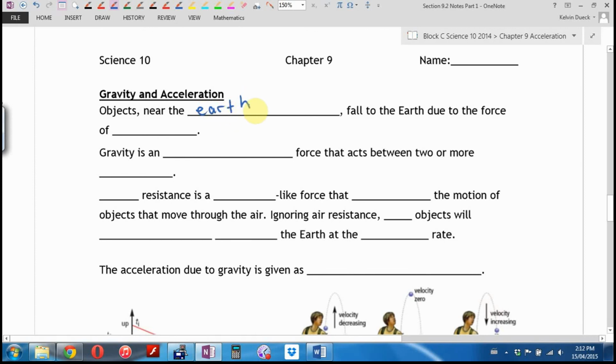Objects near the Earth fall to the ground due to the force of gravity. Gravity is an attractive force. And it turns out, Alex, gravity acts all throughout the universe between any two or more masses. Any objects that possess mass have a force of gravity. It's just that gravity is really, really small.